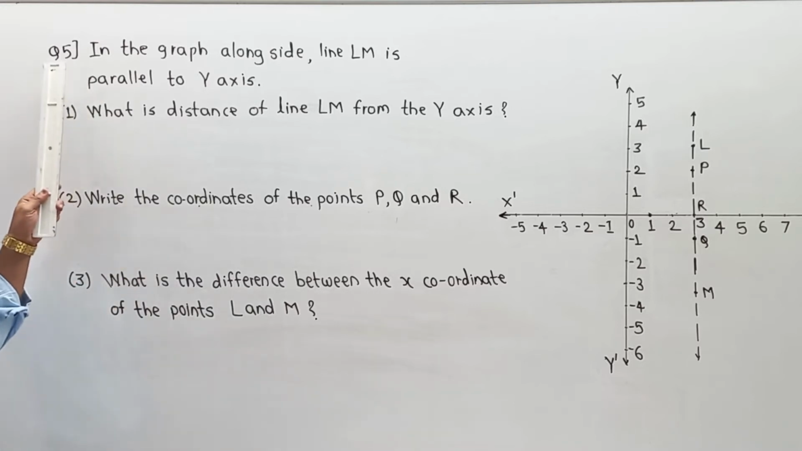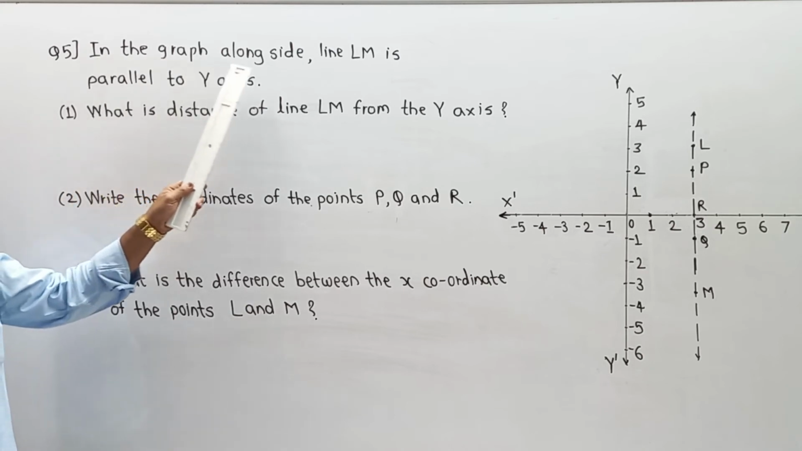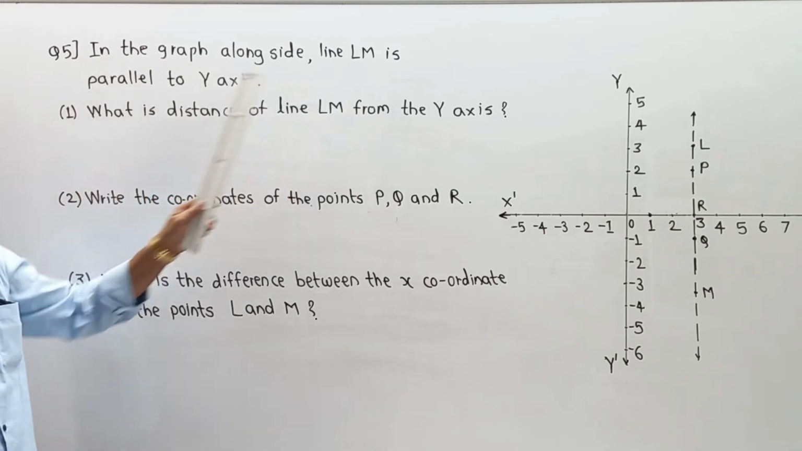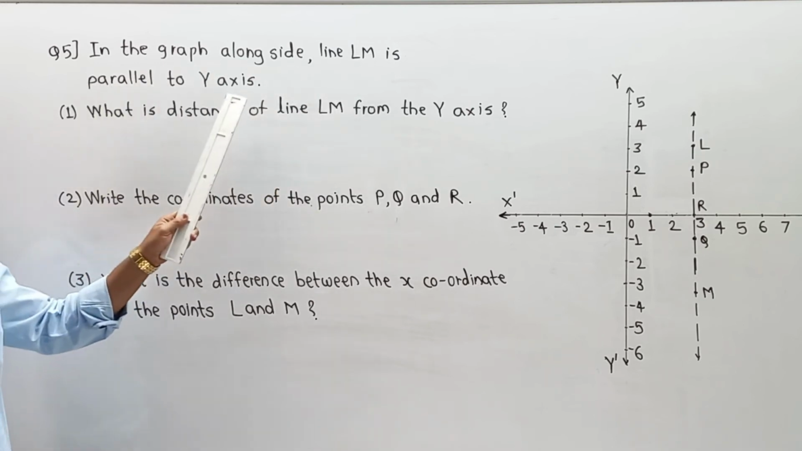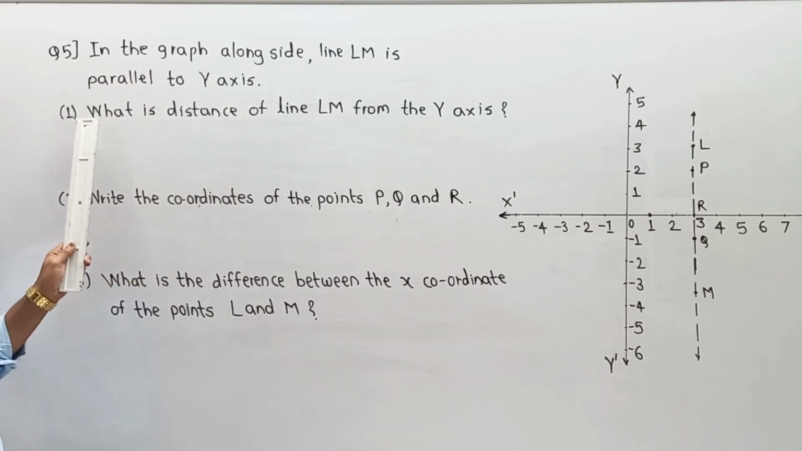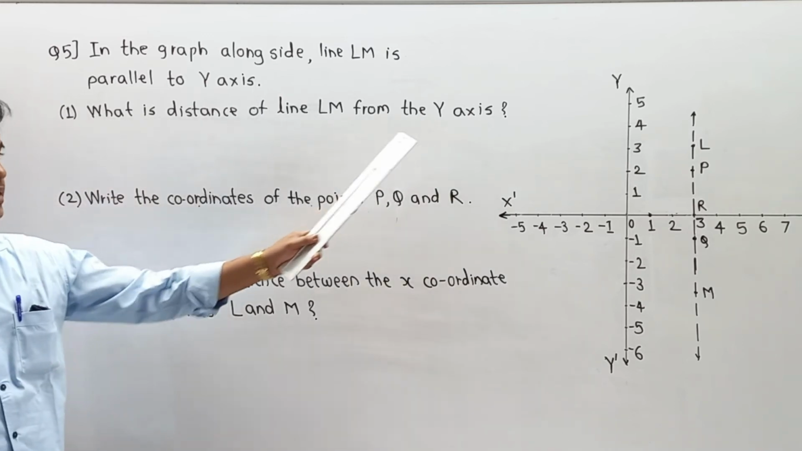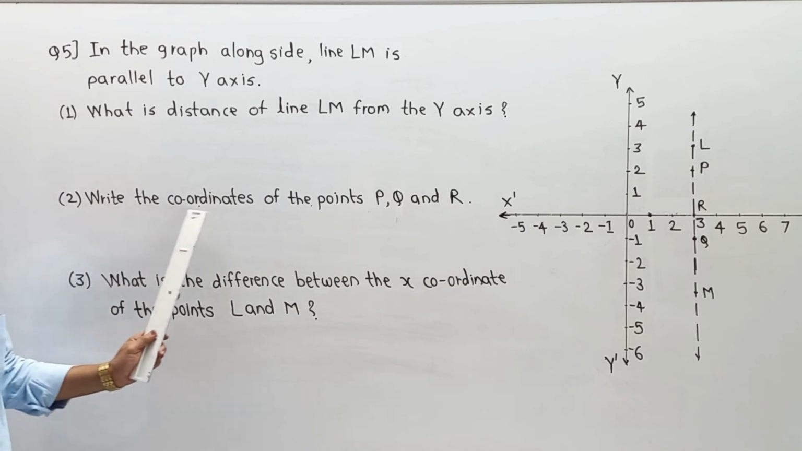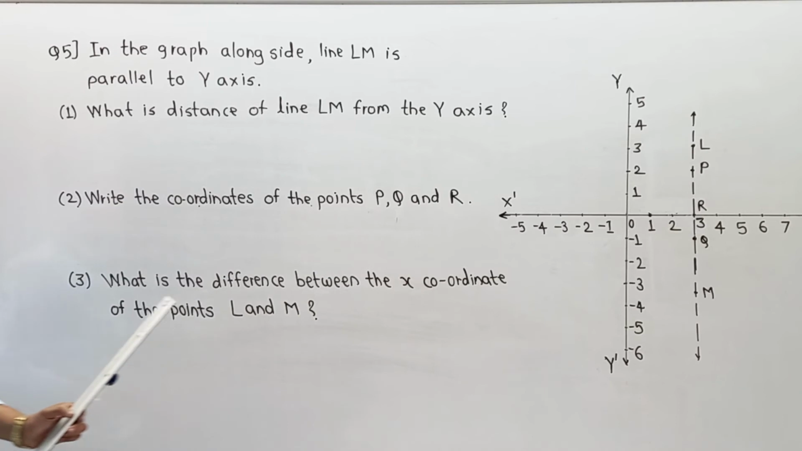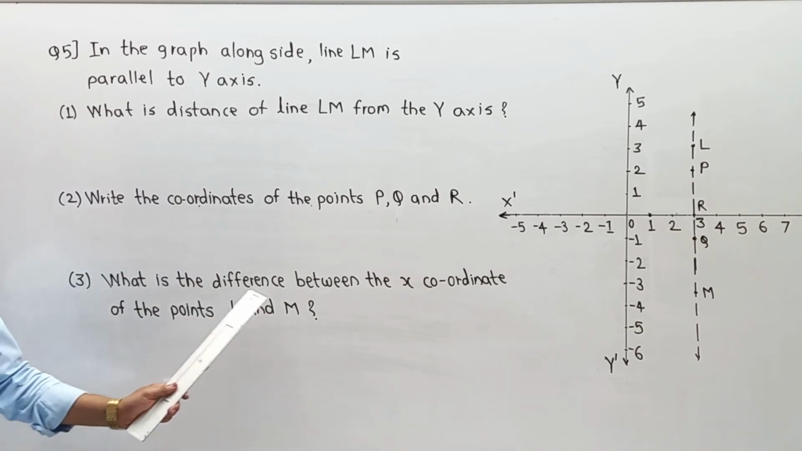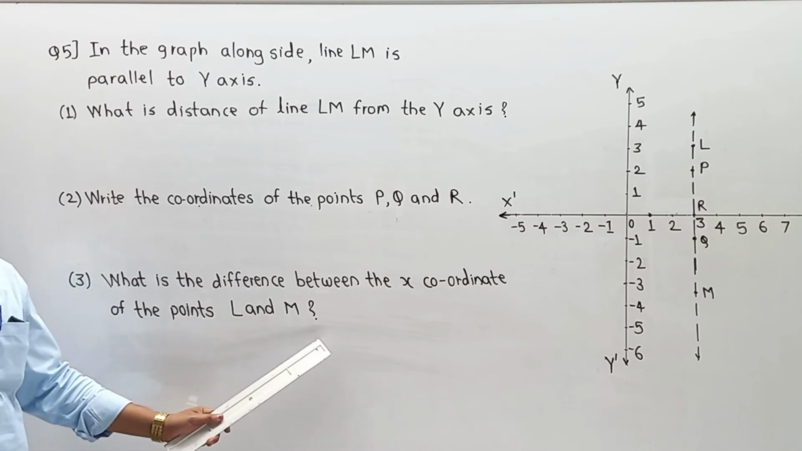Now, moving to question number 5, and the part is, in the graph alongside, line LM is parallel to the y-axis. Then question 1 is, what is the distance between the line LM and the y-axis? Second question is, write the coordinates of the points P, Q and R. And the third question is, what is the difference between the x coordinate of the points L and M?